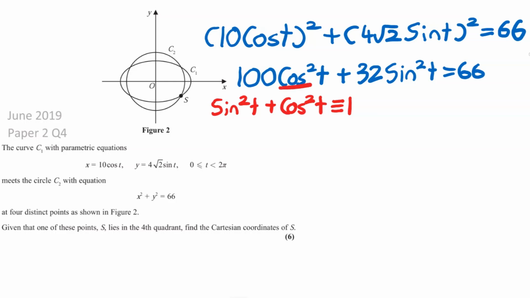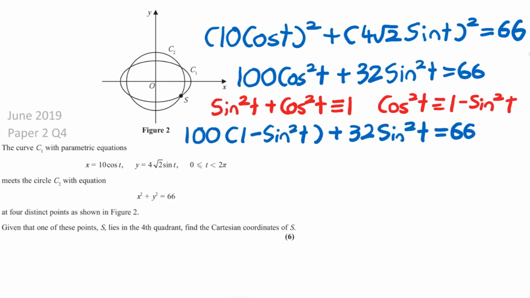Let's eliminate the cos t. So what we're going to do, this sin squared t, we're going to move this to the other side to make cos squared t the subject. So it becomes cos squared t is equivalent to 1 minus sin squared t. So what we're going to do is sub out this cos squared t here for this 1 minus sin squared t. So therefore it's going to be 100, and then instead of this cos squared t here, it's now going to be this 1 minus sin squared t, like this here, and then plus the 32 sin squared t is equal to 66.